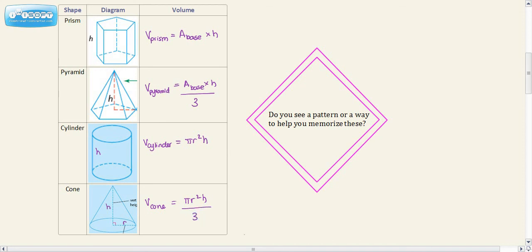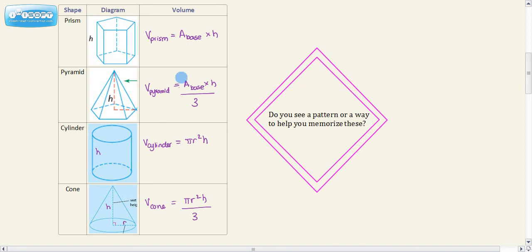Okay? So there might be a pattern that you notice here. Prism and pyramid, they're related in terms of volume. The volume of a prism is the area of the base times the height. The volume of the pyramid is the area of the base times height, but now we divide it by 3 because a pyramid is 1/3 of the volume of a prism with a similar base. The cylinder and cone have the same base, they're both circles. So the volume of the cylinder is pi r squared h, and the cone is just simply 1/3 of that volume with the same h.